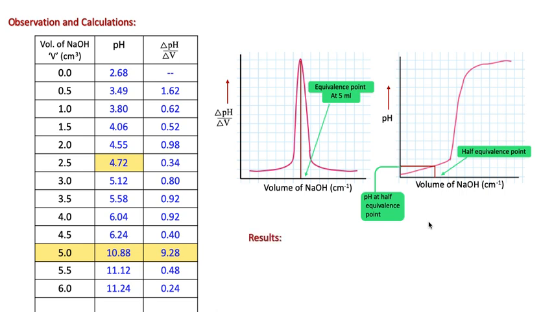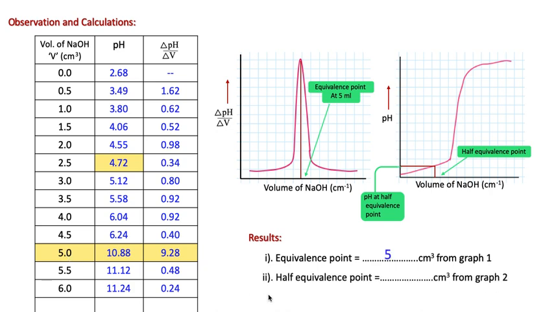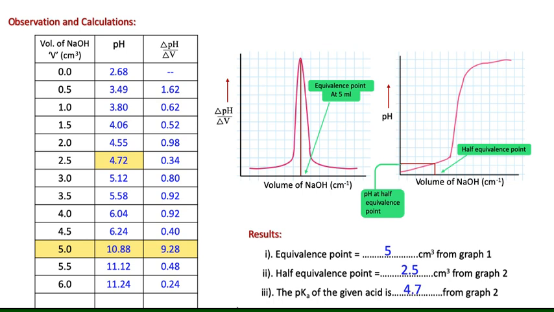Okay, and the result: first, the equivalence point where the sudden jump takes place, that is for the complete neutralization of the acid, at 5 ml we got, right, 5 ml. Then the half equivalence point, half of that, that is 2.5. So at 2.5 ml of addition, the pH we got is equal to pKa. We got 4.7 pH, that is equal to pKa.